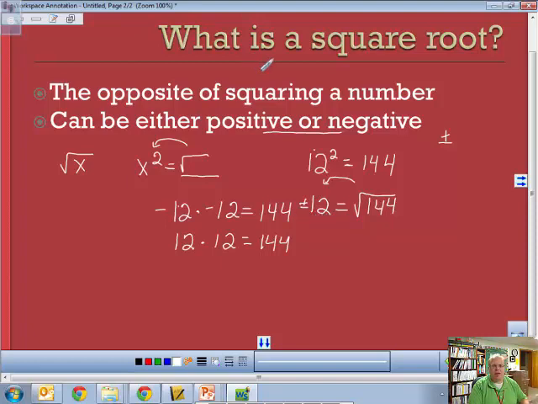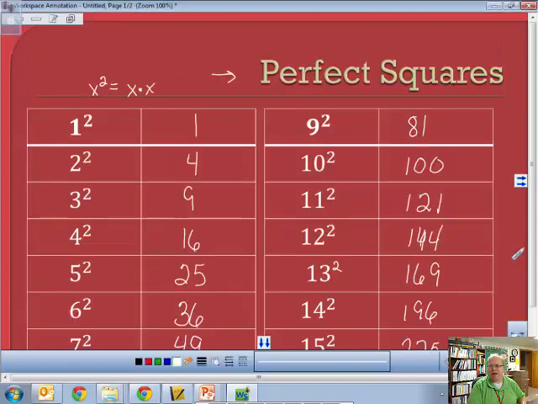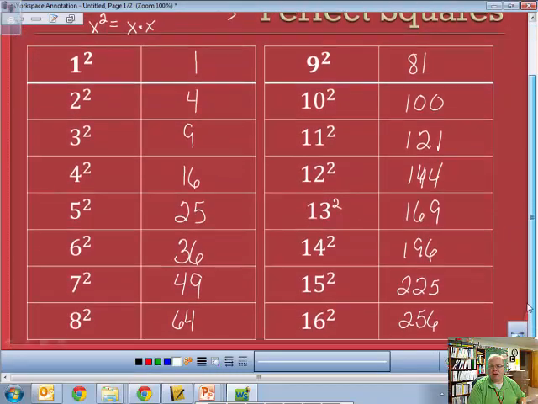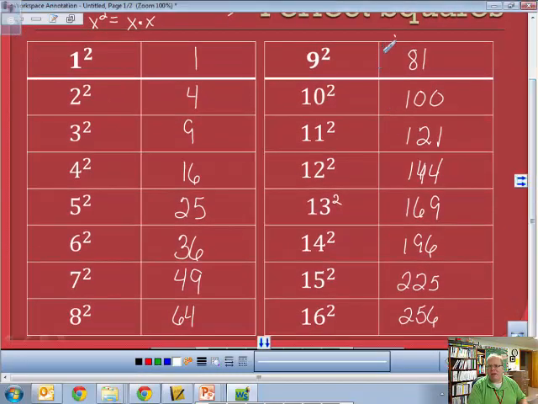So basically a square root is simply the opposite of squaring a number. So we go back to the slide that we had the perfect squares. If I square root any of these numbers, their answer is going to be the base of my power. So the square root of 196 is 14. The square root of 256 is 16. The square root of 49 is 7. That's all we're talking about with square roots.